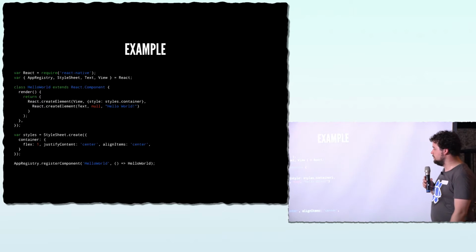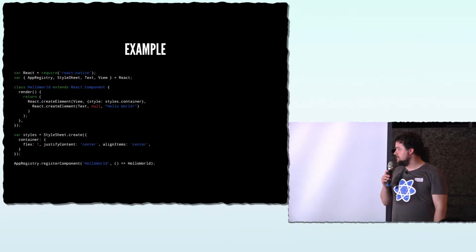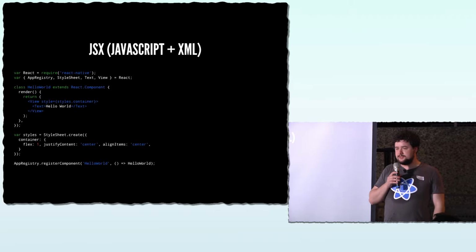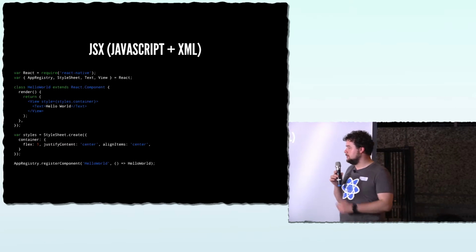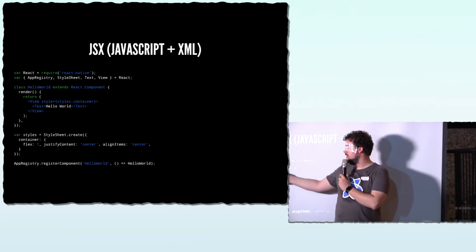Now, this is quite verbose, having to do this React create element every time, passing random dictionaries around. So we also added something called JSX, which basically allows you to write inline XML in your JavaScript. And this makes it a lot more readable. It allows you to just do any sort of HTML transforms you would usually type.